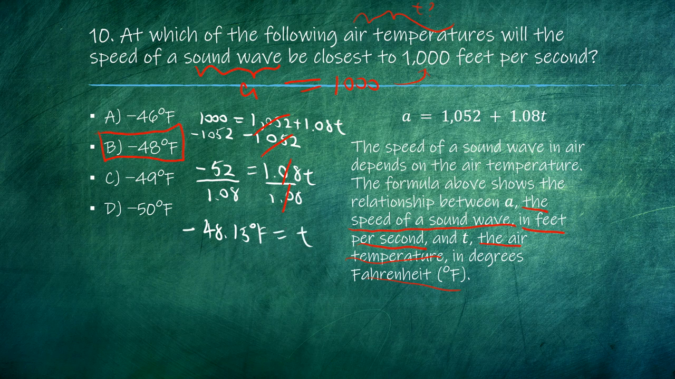So you notice none of the answers is this, but remember, read the question closely. The question is really asking you at what temperature will it be closest. It's only asking you when is it closest to 1000. So it's asking you to round this answer. So when we round 48.15, the closest number is 48 Fahrenheit, which is B.